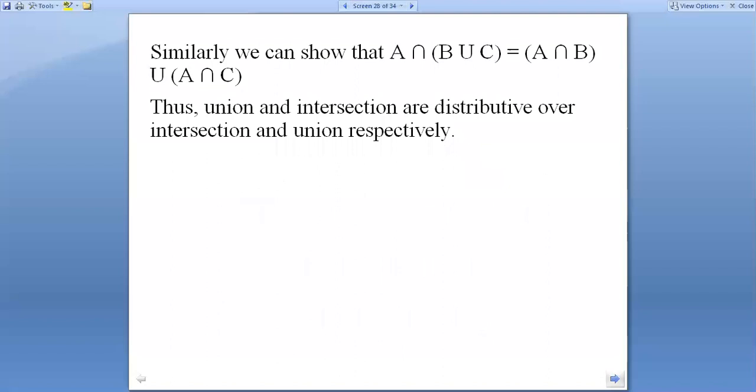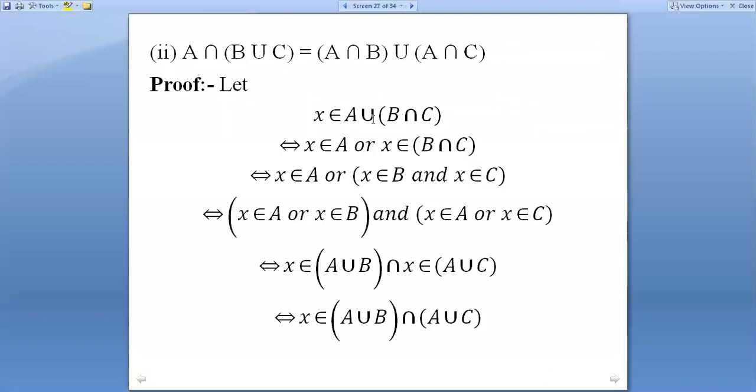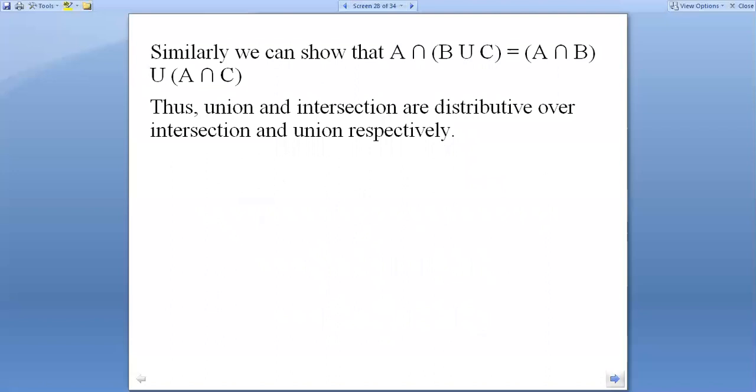Thus we see that A union (B intersection C) is equal to (A union B) intersection (A union C), and similarly we can show the other way around: A intersection (B union C) is equal to (A intersection B) union (A intersection C). Thus union and intersection are distributive over intersection and union respectively.